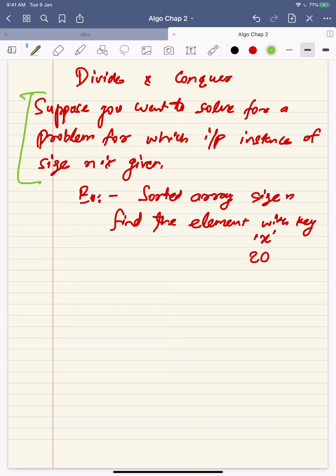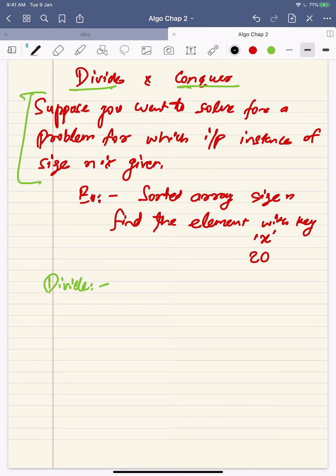Now, to solve this problem, what you do is divide and conquer. By the way, the name would be very familiar. In our history, we talk about divide and conquer. So you are solving this problem by the same strategy. You want to divide this problem into multiple smaller instances, and then solve them, and that's how you conquer the larger instance.